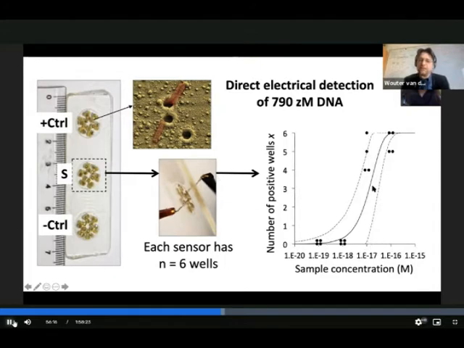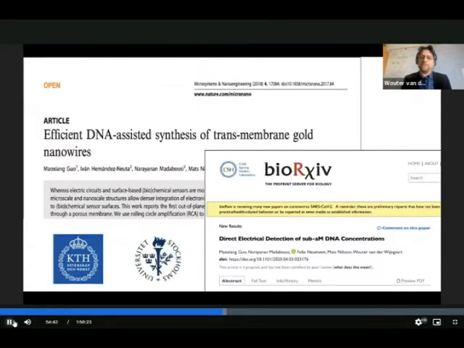And we can see if we have sample with a concentration as low as 790 zeptomolar, so that's very little. So we have nanomolar, picomolar, femtomolar, attomolar, zeptomolar. So extremely low concentration, we can still pick this up. This means that in our sample of 50 microliter, we had roughly 20 strands of DNA only, and we can pick those up. These are the publications related to this. This is work together with the group of Mats Nilsson at the University of Stockholm.